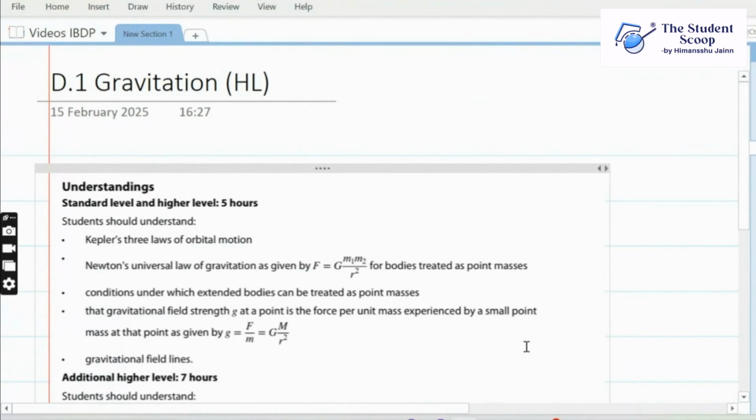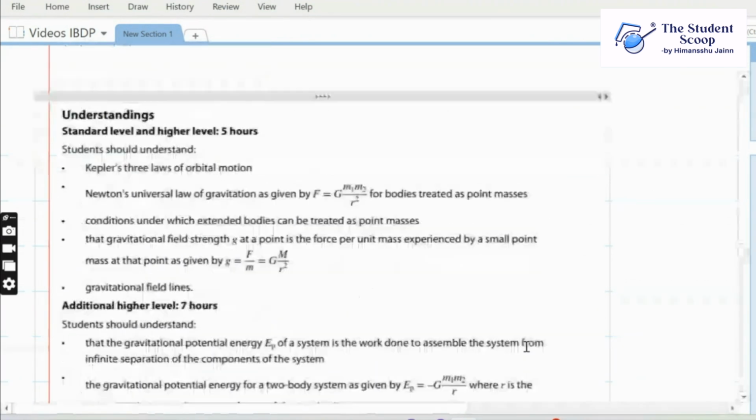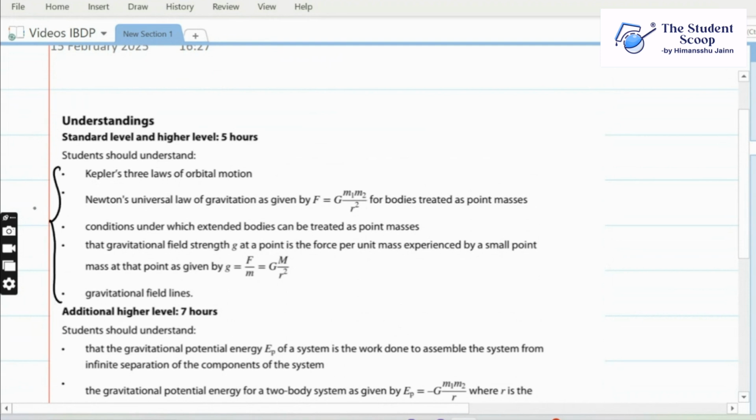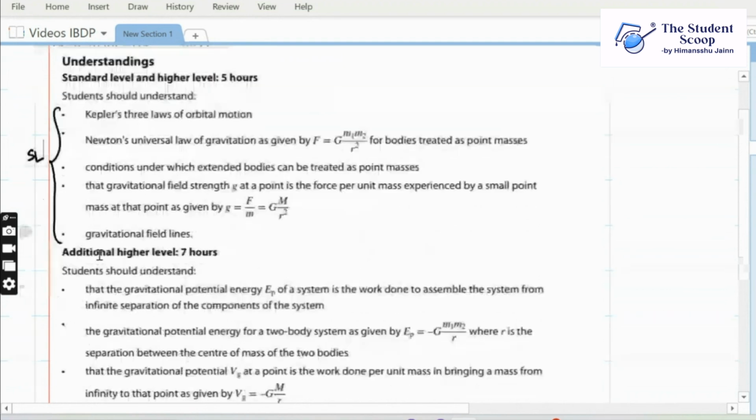Hello everyone. In this video, we are going to cover D1 gravitational HL part of this video. We have already covered the SL part of this chapter, and now we are going to cover the HL part of this. This is a copy of the syllabus guide where we have covered all the content that was given in the SL part.